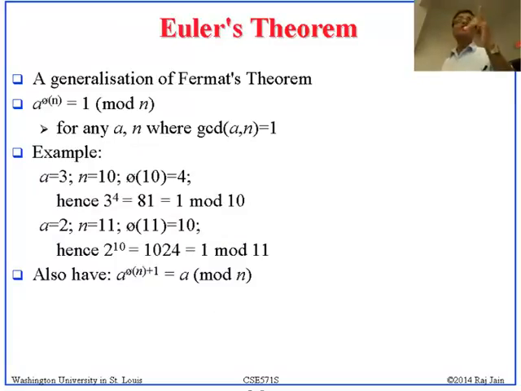Oh, only for those, by the way, oh sorry, I missed one key point. Only for those a's which are relatively prime to n. So you cannot take 2 raised to 4. Sorry. You have to have only these numbers: 1, 3, 7, 9. Those are relatively prime. So 1 raised to 4, 3 raised to 4, 7 raised to 4, and 9 raised to 4, mod 10 will be 1 by this theorem. Okay?